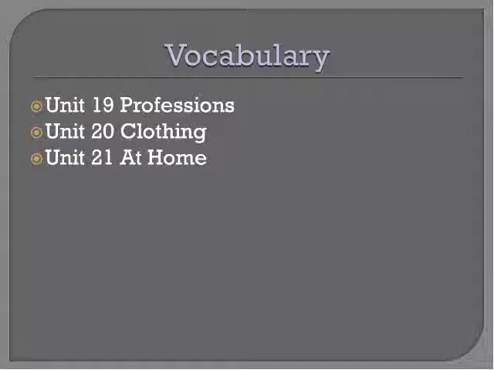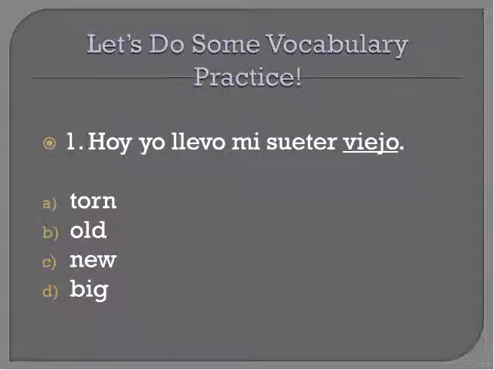Okay, vocabulary. So, unit 19 was on profession, 20 clothing, and 21 was at home. So, you're in charge of knowing all the vocabulary so far. Okay, so you should have your list with you. Okay, let's practice. We're going to do 5 of these practice with our vocabulary.